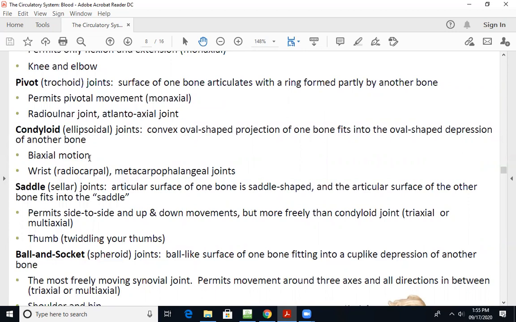Condyloid or ellipsoidal joints are where the convex oval-shaped projection of one bone fits into an oval-shaped depression of another. This is biaxial, so two axes. Examples are your wrist, or fancily your radiocarpal joint, and the metacarpophalangeal joints, which would be where your knuckles are in your hand. So where your first phalange articulates with your hand bones, and it allows you to wag your finger.